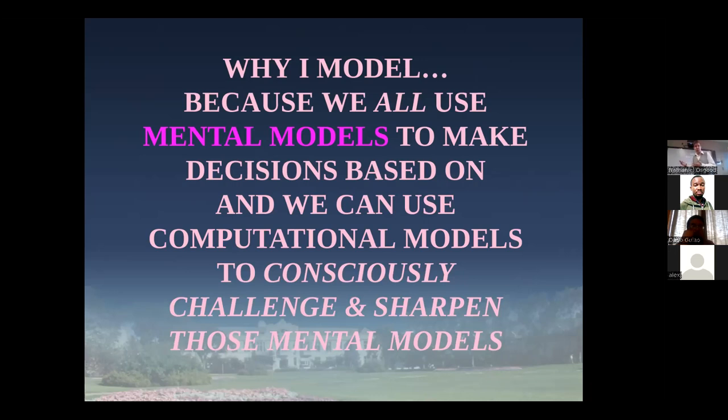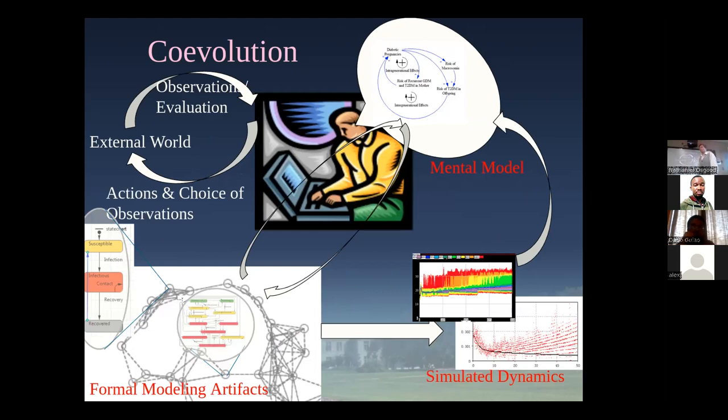Another reason we model, though, is the fact is all of us make decisions in life based on mental models. We all have models in our heads. We all have some understanding of how things work in the world, and we're trying to grapple our way through the world based on that. And by putting things into a formal model, a computational model, an agent-based model, we can consciously challenge these mental models. We can consciously work to evolve them.